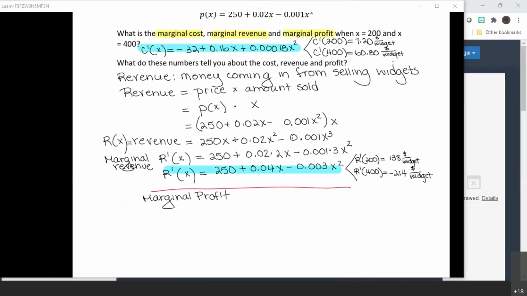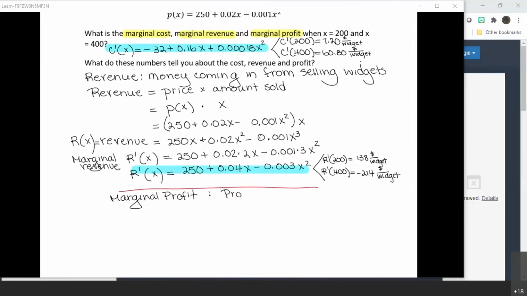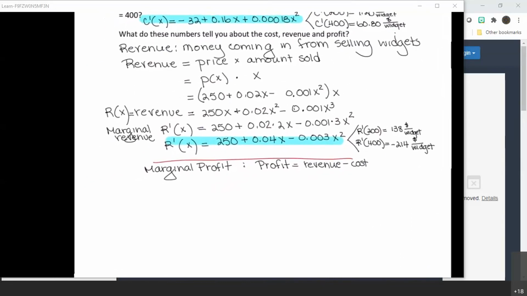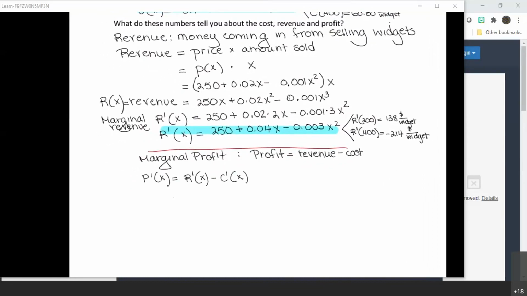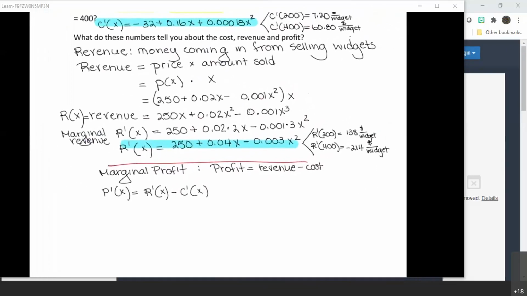So you might remember profit equals revenue minus cost. And it turns out with marginal profit, I don't have to do the calculating all over again. I can just use the marginal values I got. So in other words, you don't have to build a profit function and differentiate it. You've kind of gotten these two already.